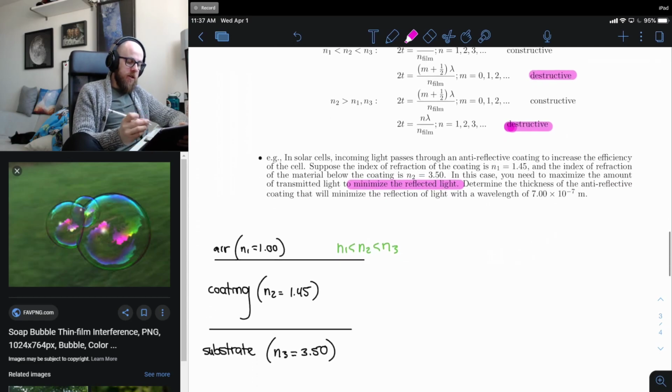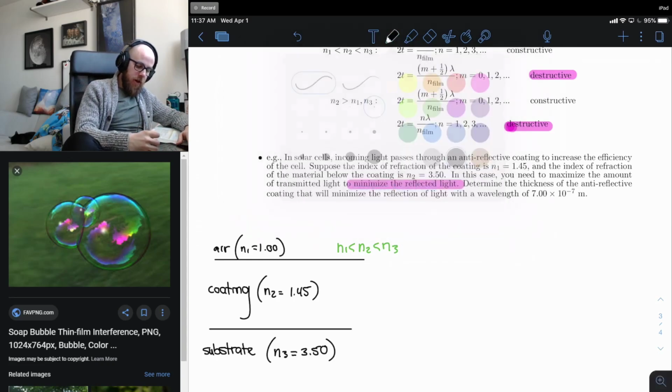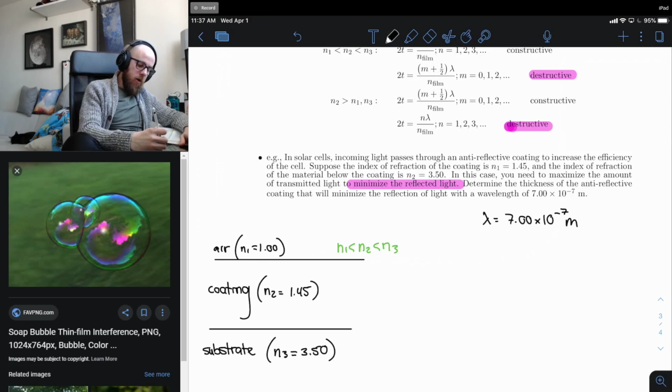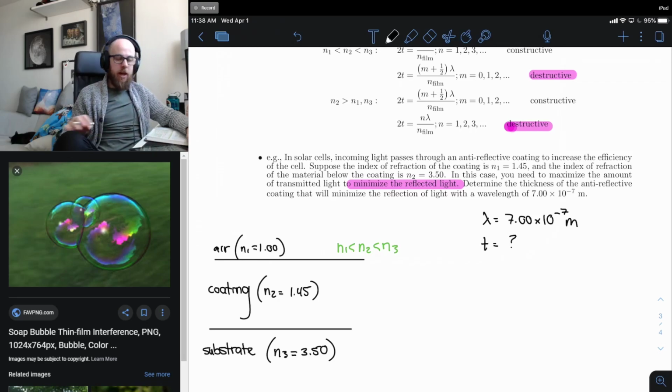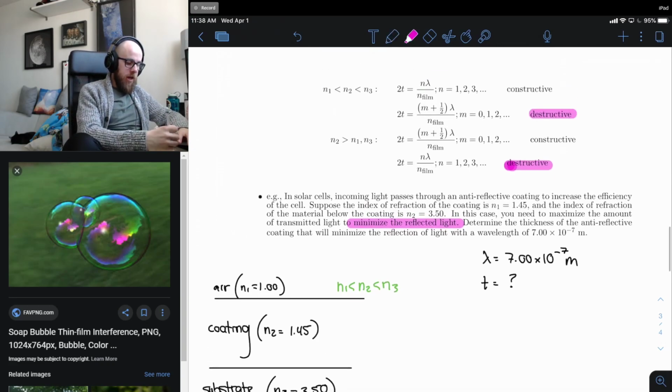So determine the thickness of the anti-reflective coating that will minimize the reflection of light with a wavelength. We're told the wavelength here is 7.00 times 10 to the negative 7 meters. And we are looking for the thickness of the coating that will make that happen. Okay. So we notice immediately that N1 is less than N2 is less than N3, and that means we're dealing with this set of formulas here, right?